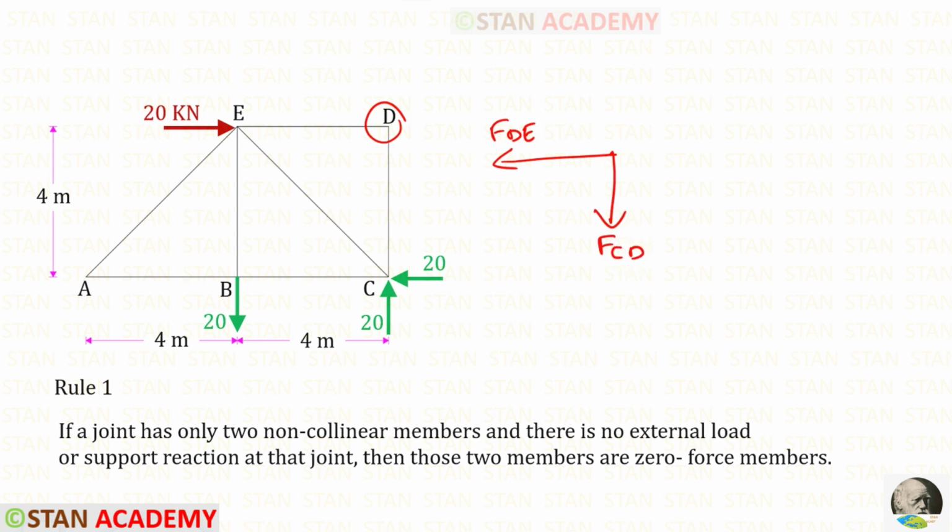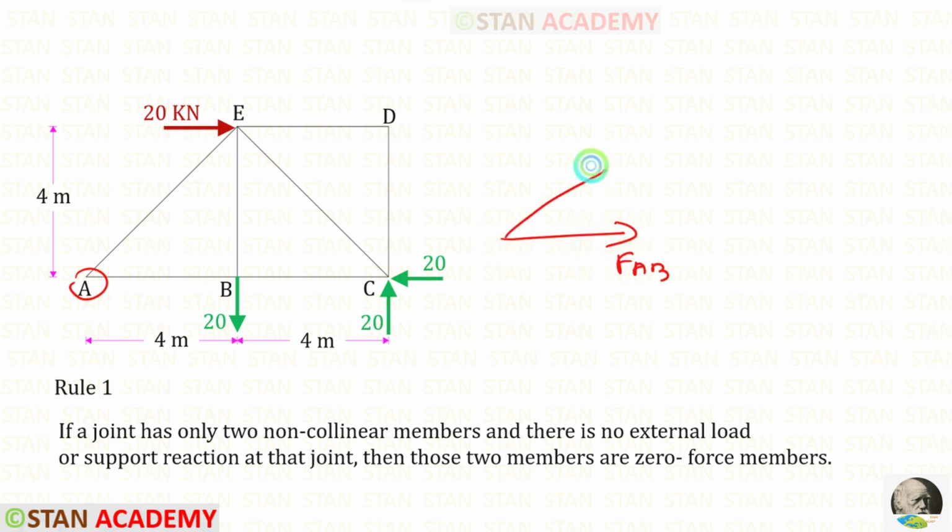Here let us apply the rule number 1. If a joint has only two non-collinear members and there is no external load or support reaction at that joint, then those two members are zero force members. In this way, both of them will become zero. Then let us take the joint A. In the joint A, there are two forces, FAB and FAE. Here also we can apply the same rule. So both of them will become zero.